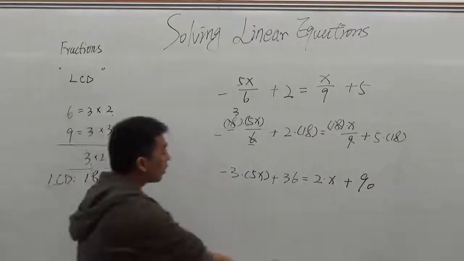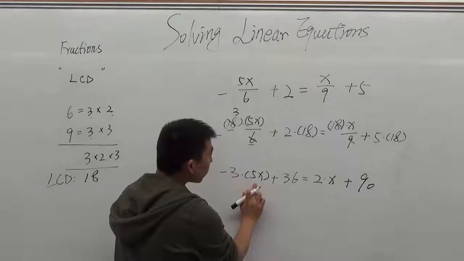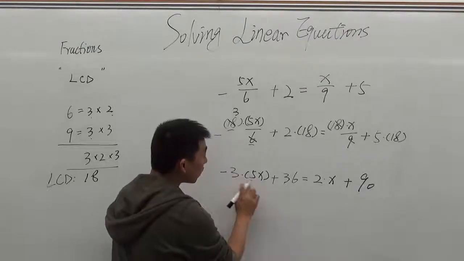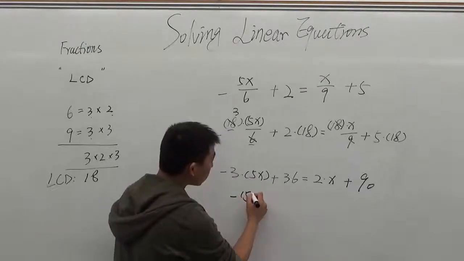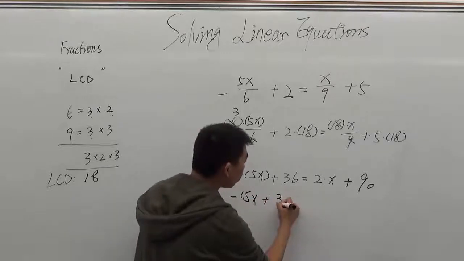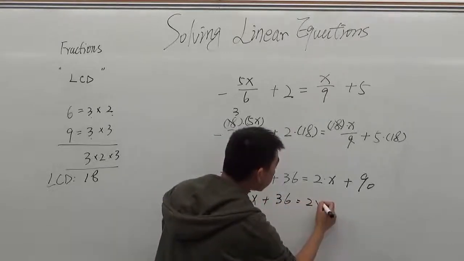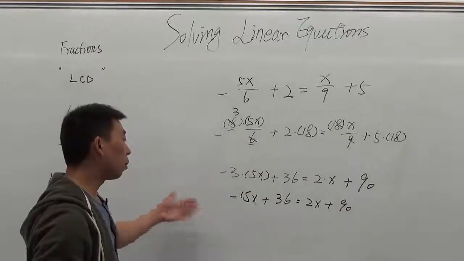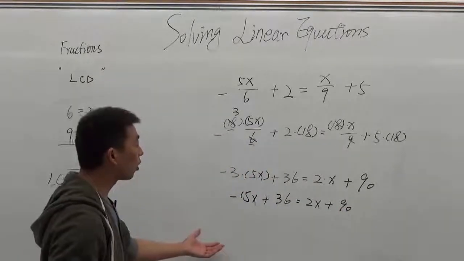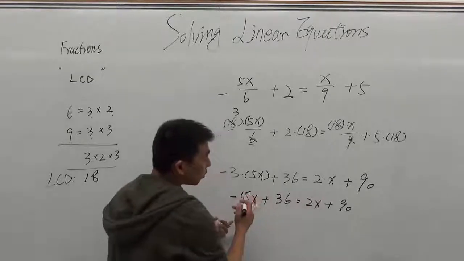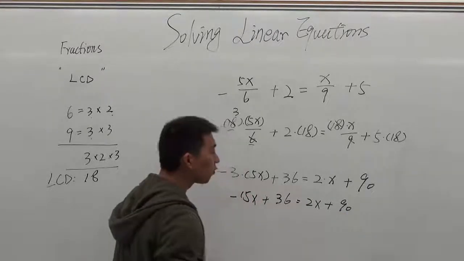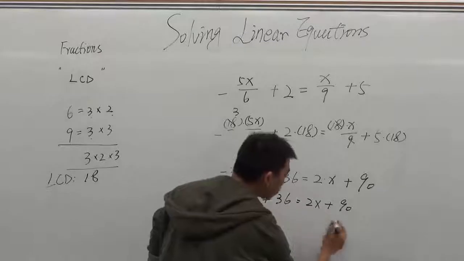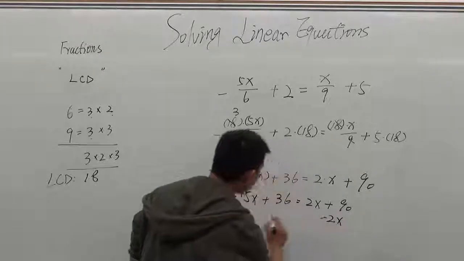Then we can simplify it. So here is 3 times 5x, that gives us negative 15x plus 36 equals 2x plus 90. This goes back to our basic equations. Just require a couple of steps. It's just that move the x to one side, then move the number to the other side, solving for the x. So here's 2x. We need to minus 2x on both sides.